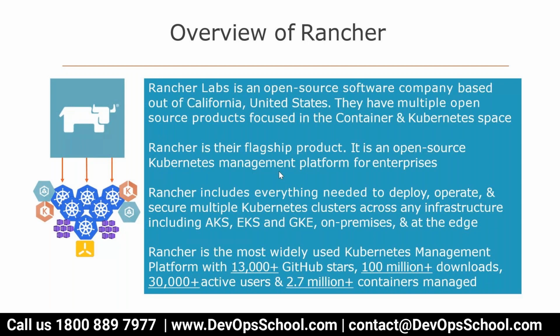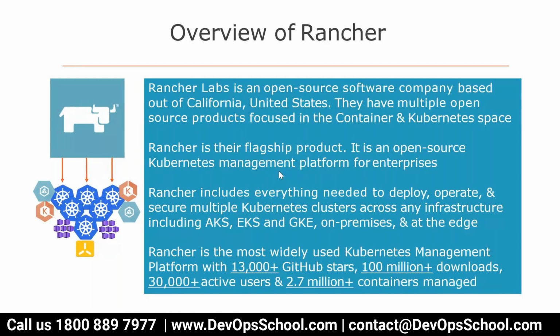Rancher includes everything needed to deploy, operate, and secure multiple Kubernetes clusters across any infrastructure, including AKS, EKS, GKE, on-premises, and at the edge. That means using Rancher, you can deploy Kubernetes clusters on AKS, EKS, GKE, on-premises, and at the edge. You can deploy clusters, operate them, and also secure them using authorization and authentication modules, which I will discuss shortly.